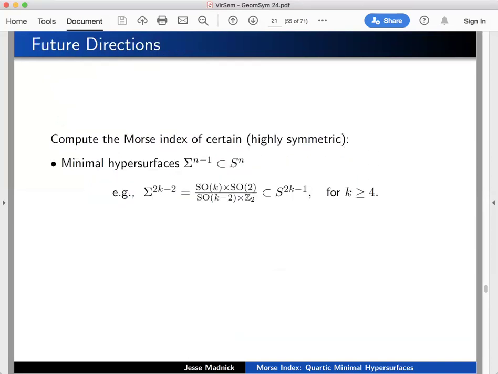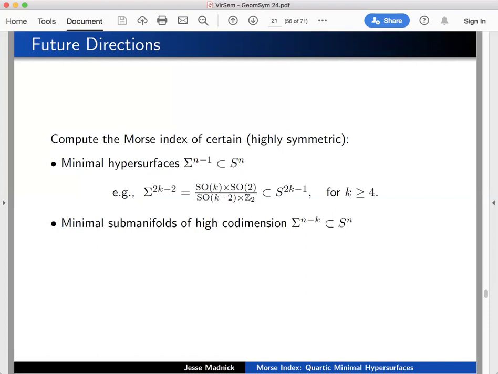So we're hoping that in the future we can really showcase the power of this method and use it to compute a bunch of things. For example, it would be nice to compute the Morse index and nullity of this infinite family. We've done this for k equals 3, and it would be nice to do this for higher values of k. We're still talking about this.